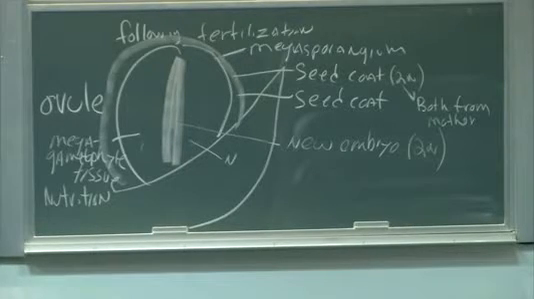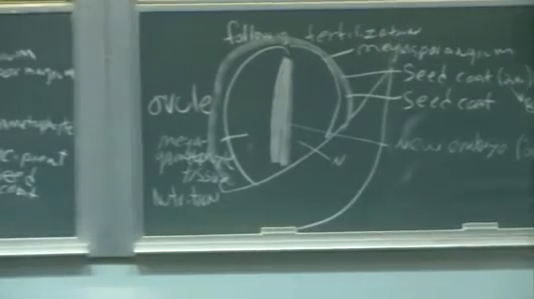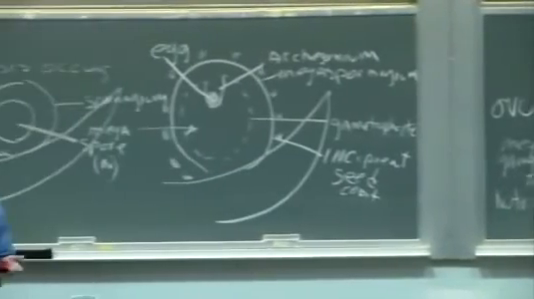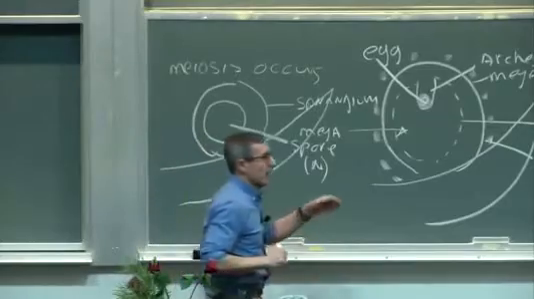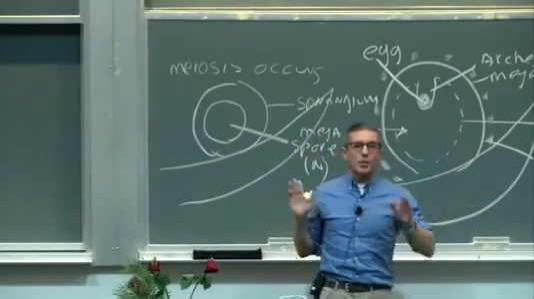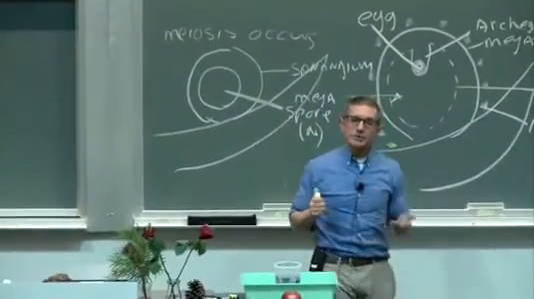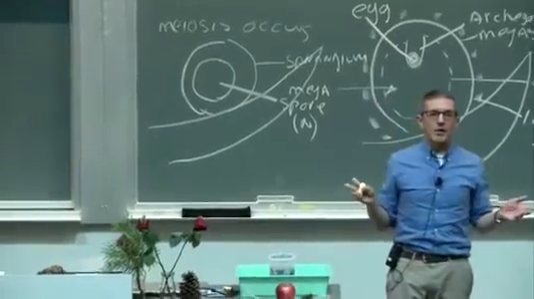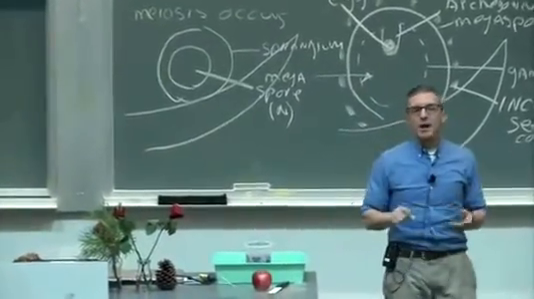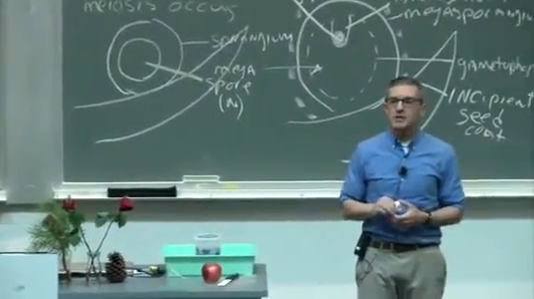Now, gymnosperms were a very successful group of organisms, and that is because they had the seed and they had wind pollination, and they were able to spread to many areas on the earth, and they comprise maybe upwards of 15,000 different species of plants.